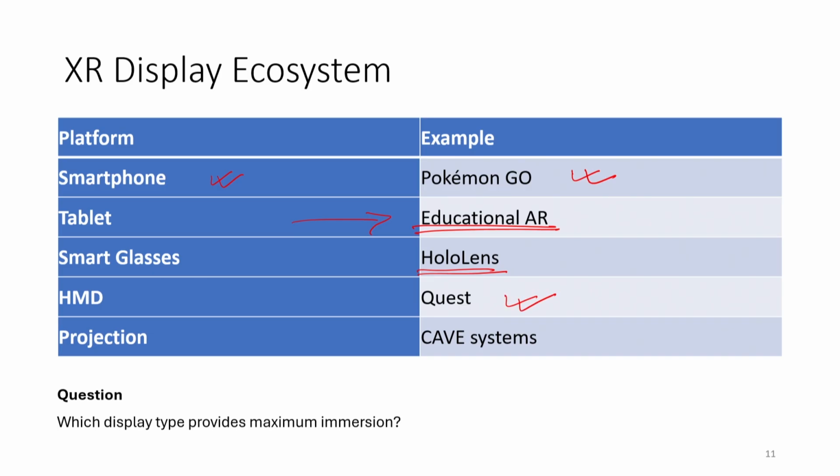Then there are projection systems such as cave systems, which we will see in this lecture. Something for you to think about as we move along this lecture: which display type provides the maximum immersion? Think about it. So, we have seen 5 display types here: smartphones, tablets, smart glasses, HMD and projection. You may want to think about which display type provides the maximum immersion.